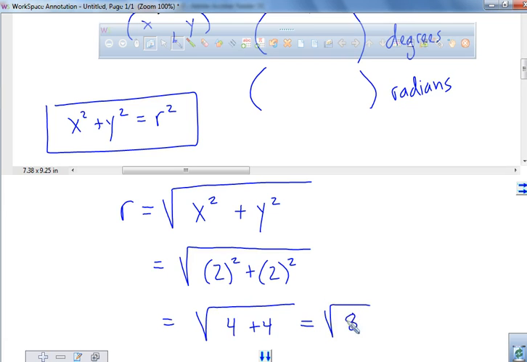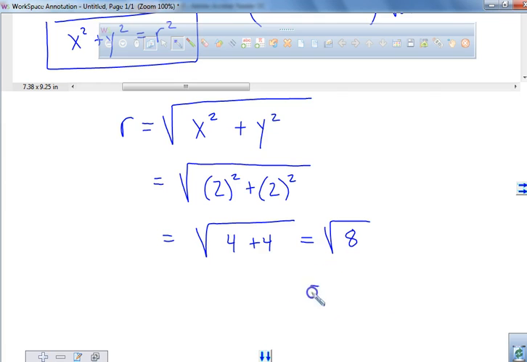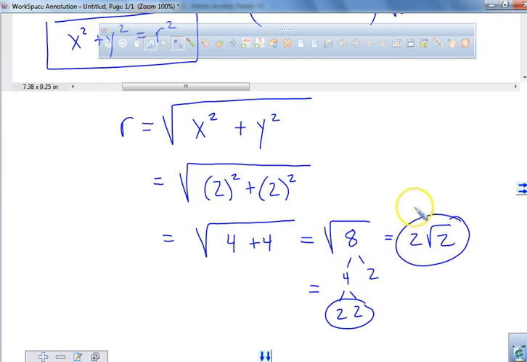Now this radical can be simplified. And if you're taking Precalculus, you probably know how to simplify radicals. But just in case you don't, you got to break it down and realize that square roots look for groups of 2. I have a pair of 2. That becomes 2 radical 2, which is our exact answer for r. If you were just to type in the square root of 8 in the graphing calculator, you get an approximate value of about 2.8.